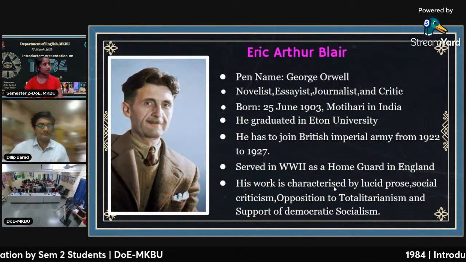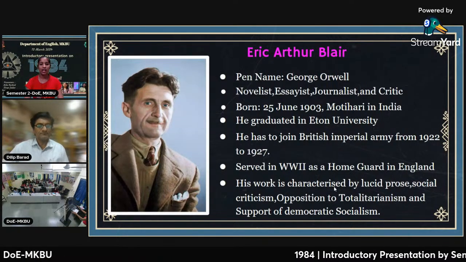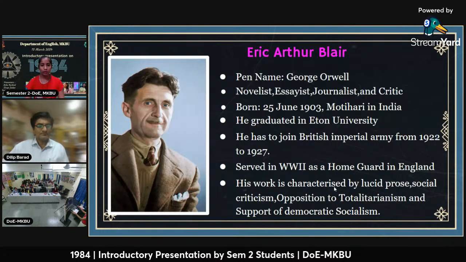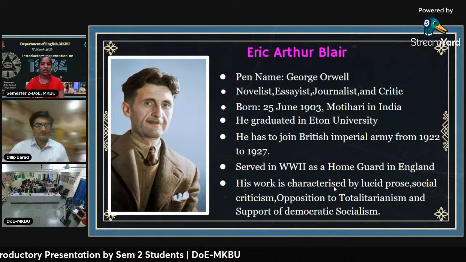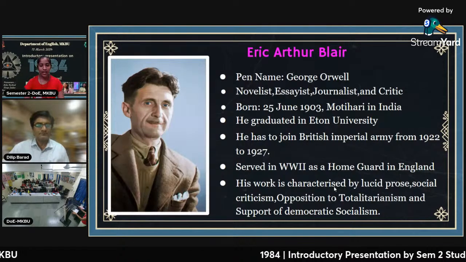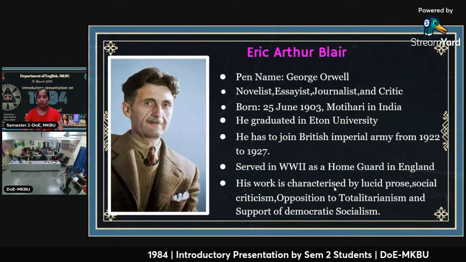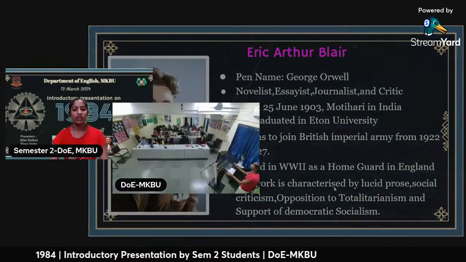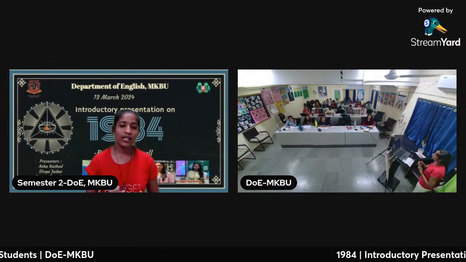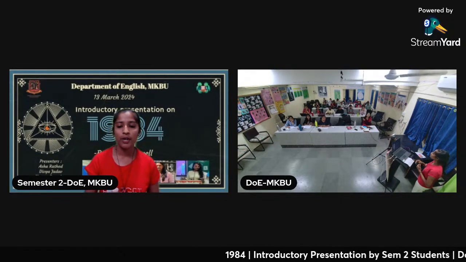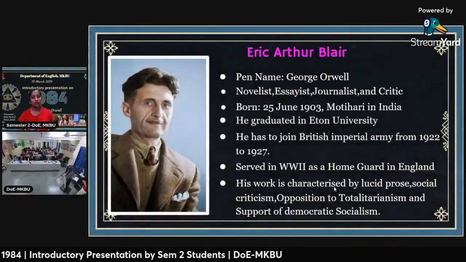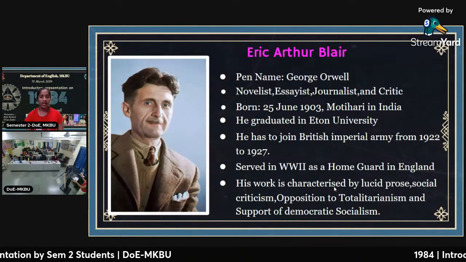introduction of the author. 1984 was written by Eric Arthur Blair. He wrote most of his work under the pen name George Orwell. He was a novelist, essayist, journalist, and critic. He was born on 25 June 1903 in Motihari, India. Then he graduated from Eton. He decided to leave college and joined the British Imperial Army from 1922 to 1927, and he served in World War II as a home guard in England.